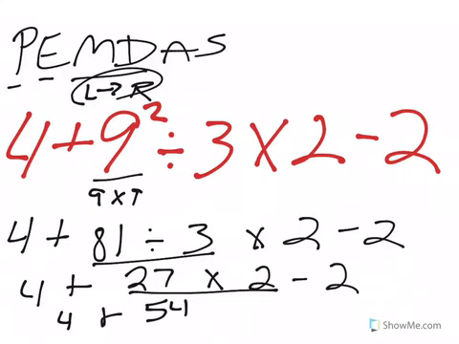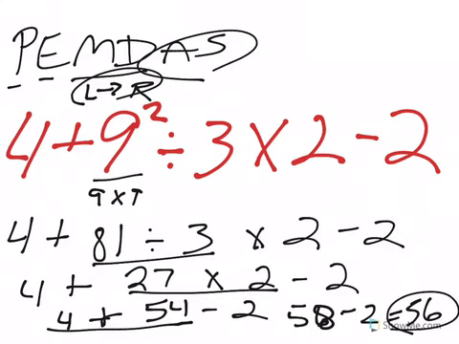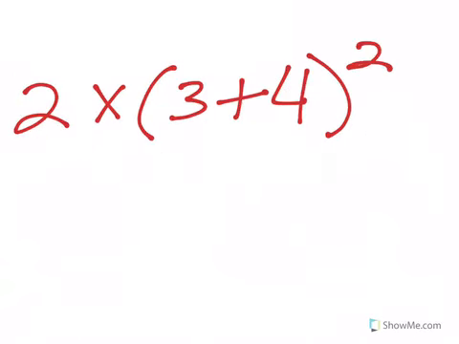We end up with 4 plus 54 minus 2. Addition, subtraction, we go left to right. So 4 plus 54 is, I'm sorry, 58. 58 minus 2 equals 56. So a lot of steps, but it's simple math. The hard part is making sure you keep it all straight.